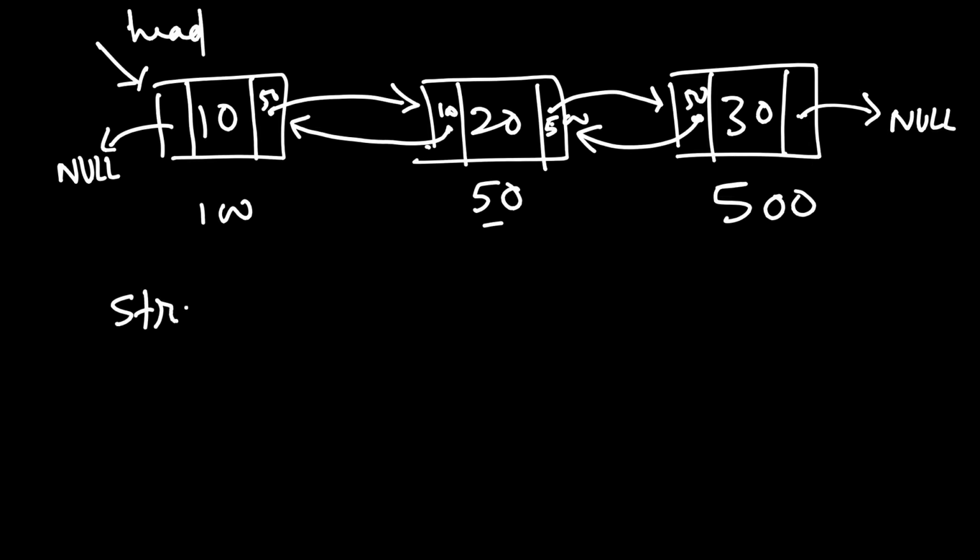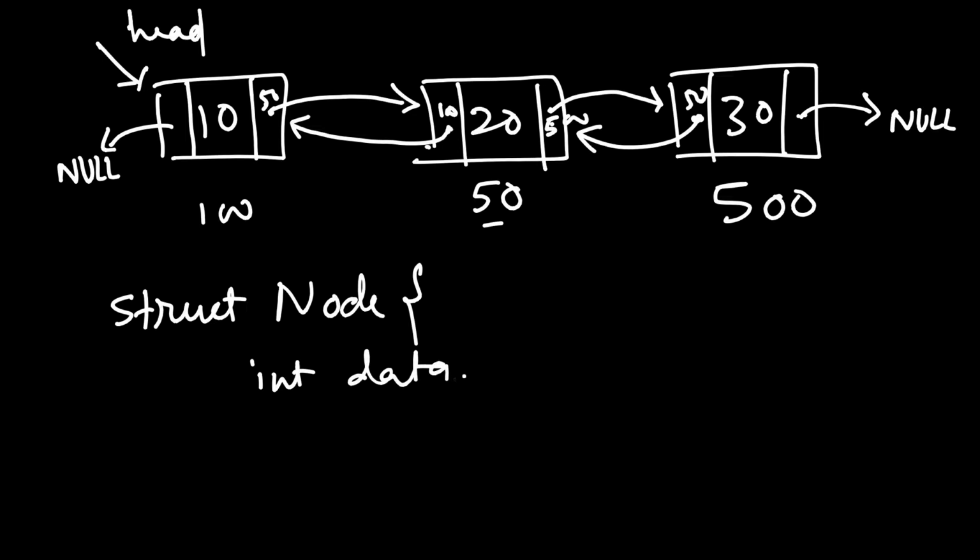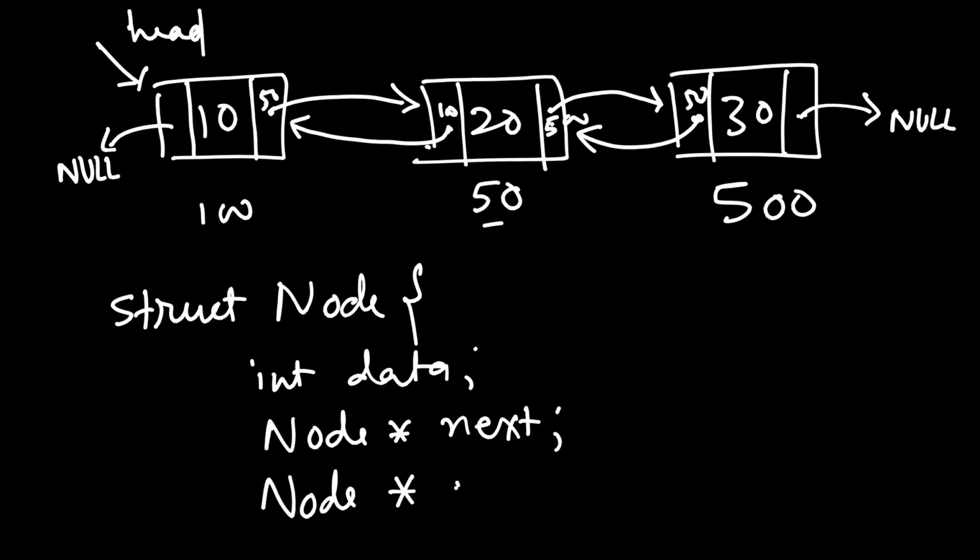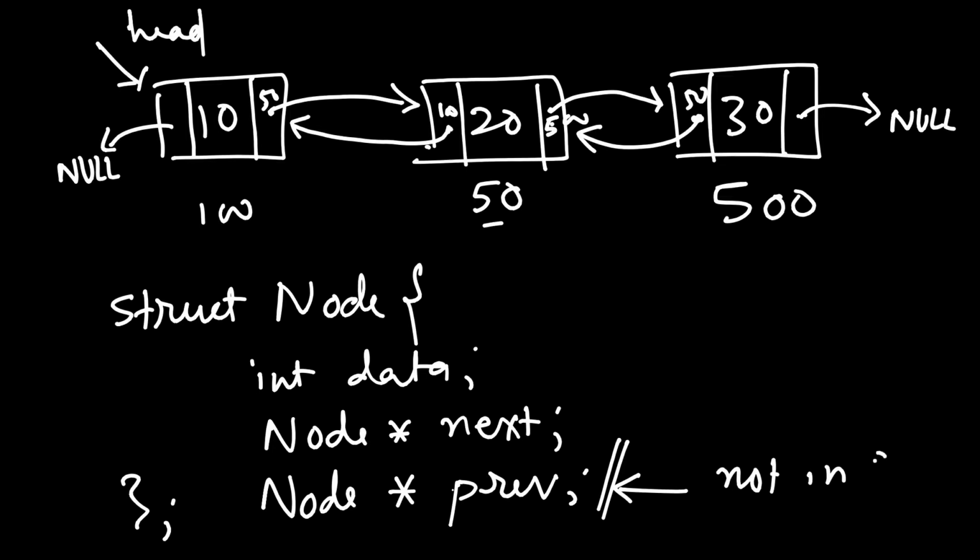So in code, there will be a slight change. Earlier we had int data, it's still there. Then we had a node pointer next in the singly linked list, it's still there, but we have added one extra field, previous. This was not present in singly linked list. It's in doubly linked list only.